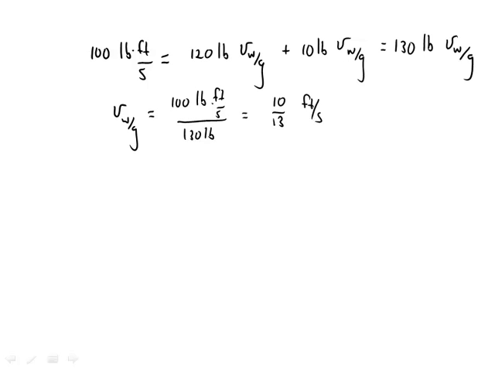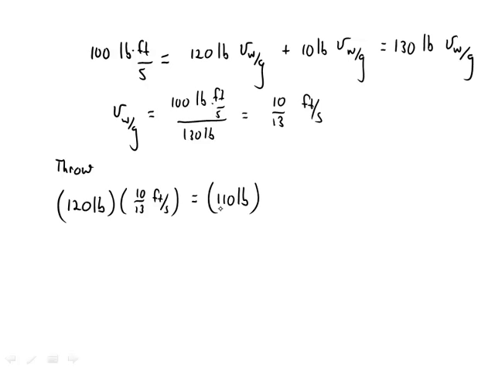I'm just going to leave it as 10 over 13. So there's the first brick now thrown. Let's throw again. Throw number two. I have 120 pounds now, because the first brick is gone, times 10 over 13 feet per second. And that's going to equal 110 pounds, that's what's left over after I throw the next brick, times the velocity of the wagon with respect to the ground. This is a new VWG, plus 10 pounds, that's the brick I just threw, that's brick number two, minus 10 feet per second, plus the velocity of the wagon with respect to the ground.